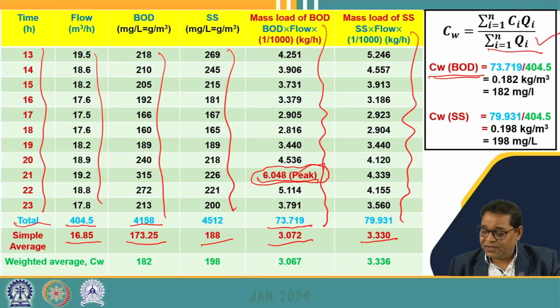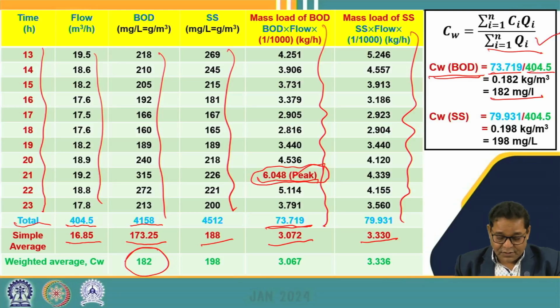So for this CW value that we have got here, that is 182, which is basically the ratio of summation of mass loading rate, that is 73.719, and similarly the total flow rate, which is equal to 404.